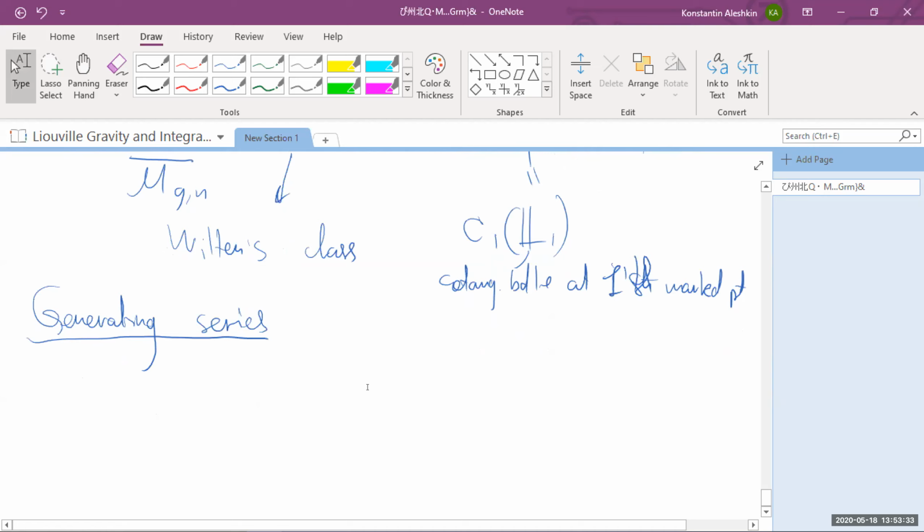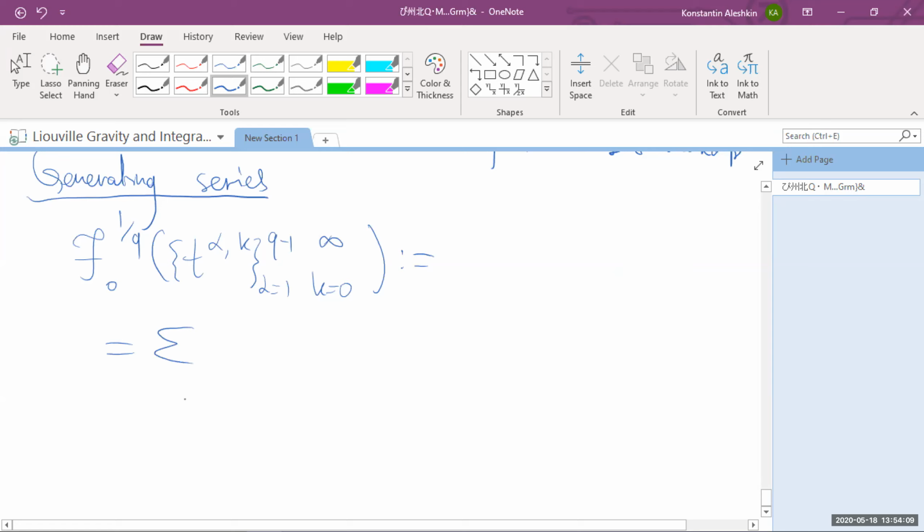For simplicity, I will work again with genus 0. So F_0 of 1 over q, which will depend on an infinite number of variables. It's a formal power series in t, alpha k, where alpha enumerates elements in our state space, going from 1 to q minus 1, and k enumerates gravitational descendants, so it goes from 0 to infinity. This is just the generating series: the sum over k, the sum over alpha 1 d1 up to alpha k dk of these correlation numbers.